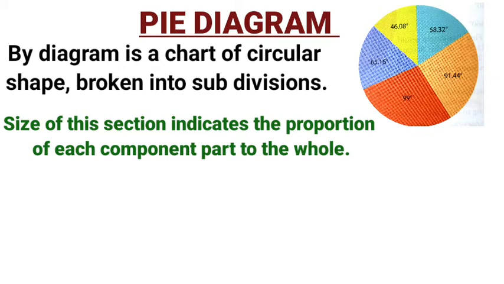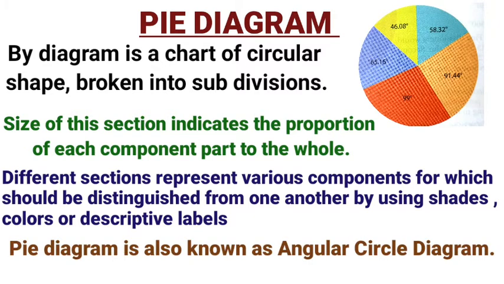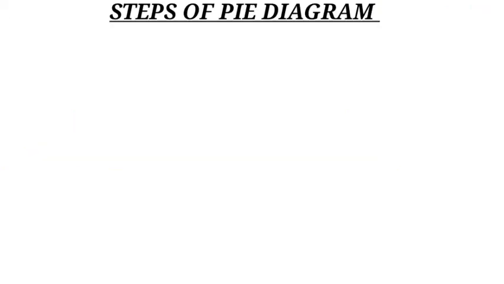Now, different sections are distinguished from each other with different shades, colors, or by giving descriptions or labels. Pie diagrams are also known as angular circle diagrams. Now, what are the steps of making a pie diagram?